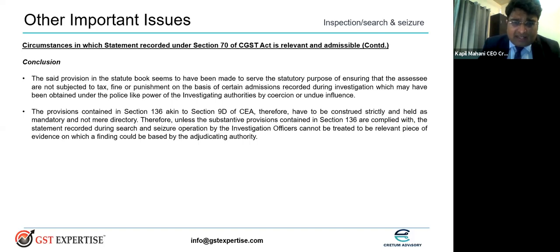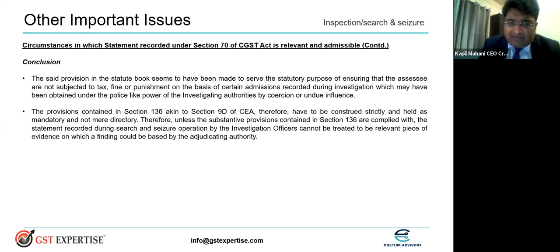So these are the cases wherein the circumstances in which the statement recorded under section 70 of the CGST Act is relevant and admissible. The said provision is a statute in the book that seems to have been made to serve the statutory purpose of ensuring that assessees are not subject to tax, fine, or punishment on the basis of certain statements recorded during investigation, which may have been obtained under the police-like powers of investigation. So this is all which we are discussing as section 136.